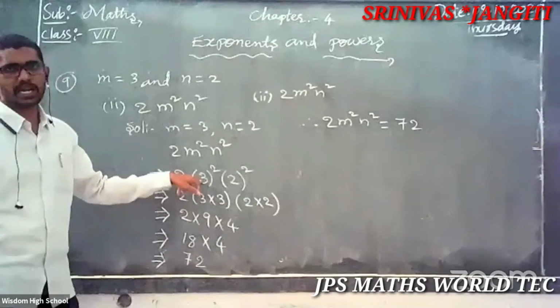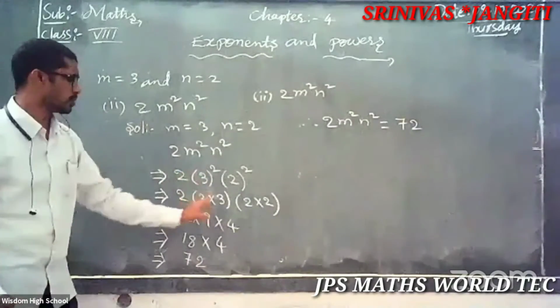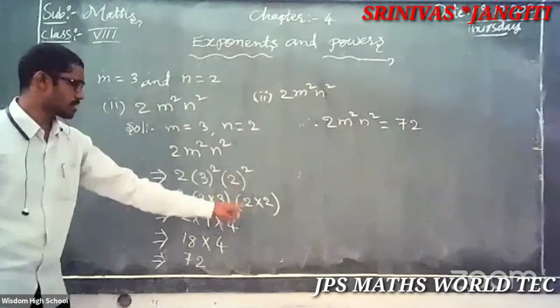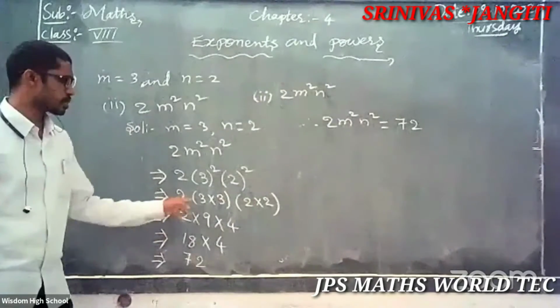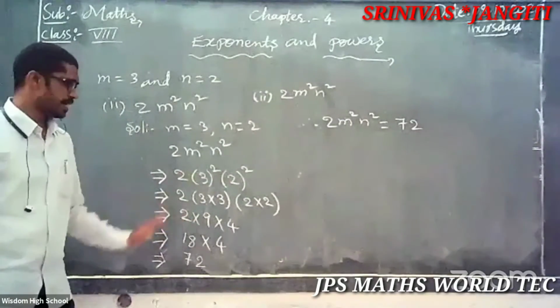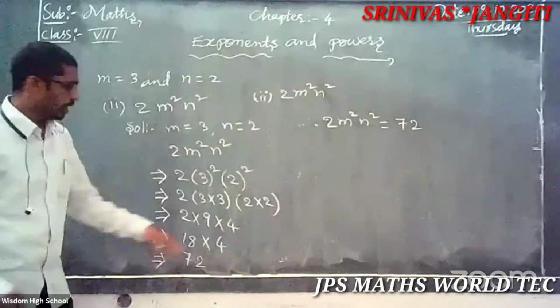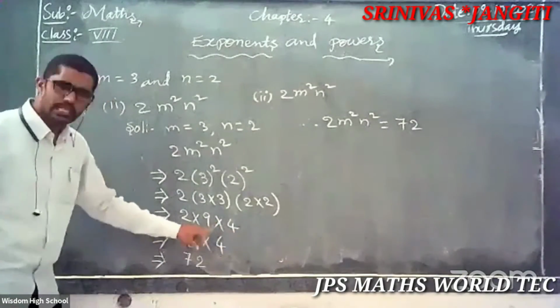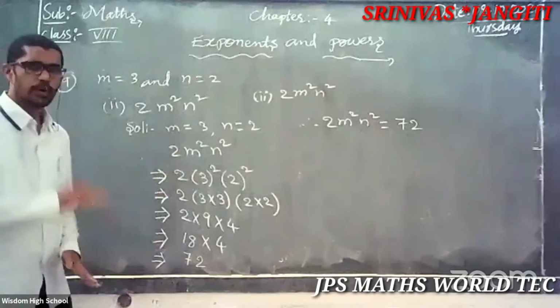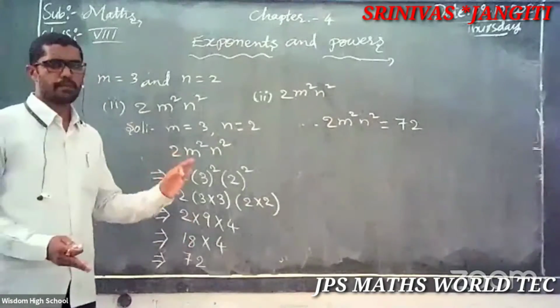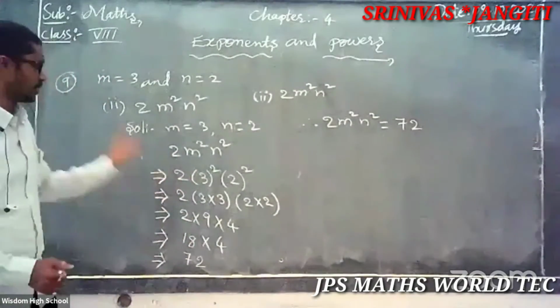What is that? Square means 2 times, yes, that's only 3 into 3. Here, 2 times, same, 2 into 2. Then after, what is that? 2 into 9 into 4. 2 9s are 18, 18 4s are 72. Or 4 9s are 36, 36 2s are 72. Same one, you know. It's simple, clear. Come on, note down.